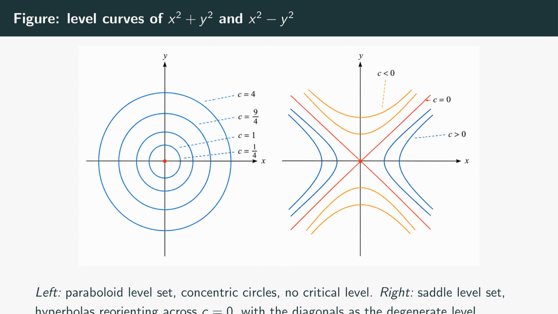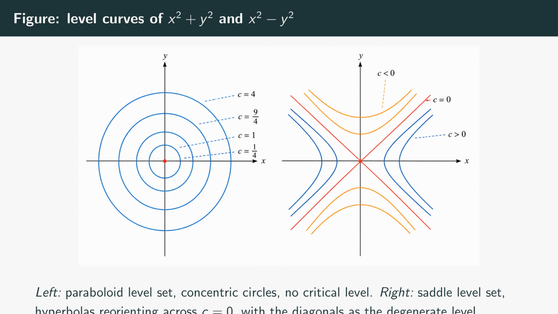The blue curves, positive c, are hyperbolas opening left and right, with vertices on the x-axis. The orange curves, negative c, are hyperbolas opening up and down, with vertices on the y-axis. The two red diagonal lines are the level set at c equals 0, the asymptotes that both families approach. Notice how the hyperbolas rotate by 90 degrees as c crosses 0.